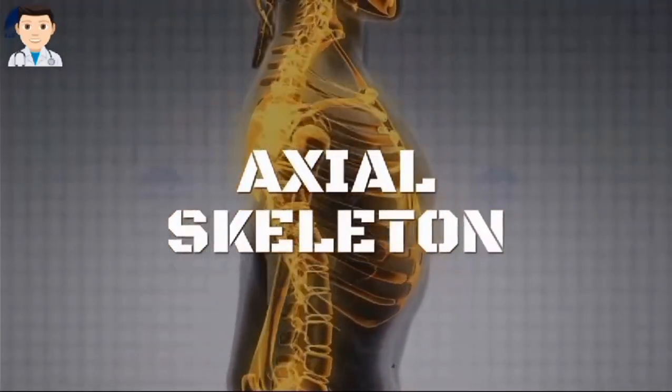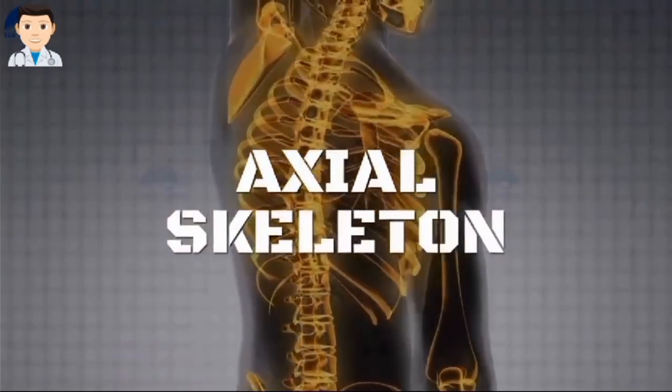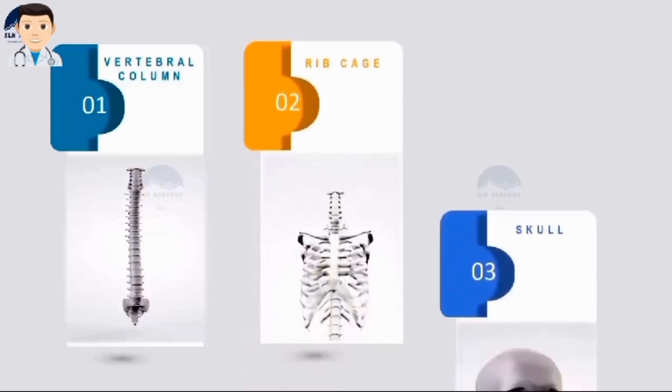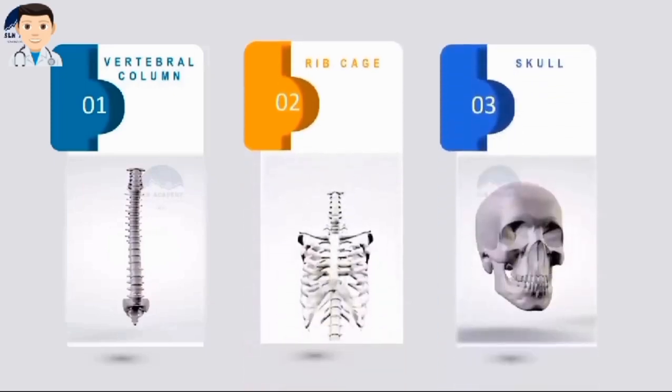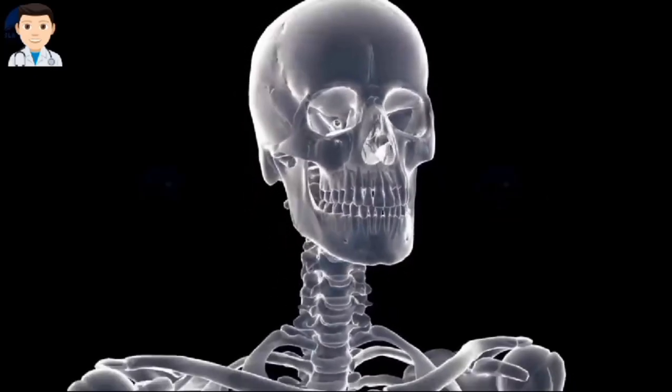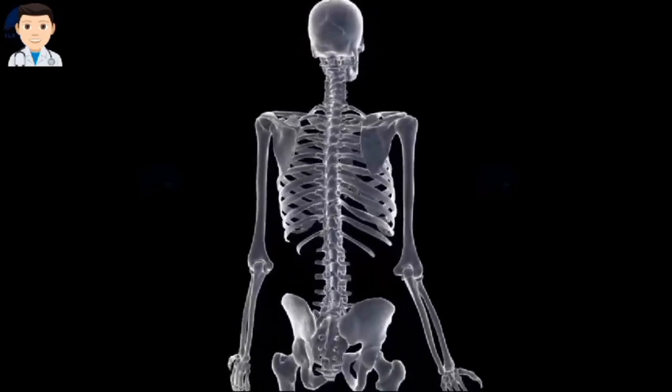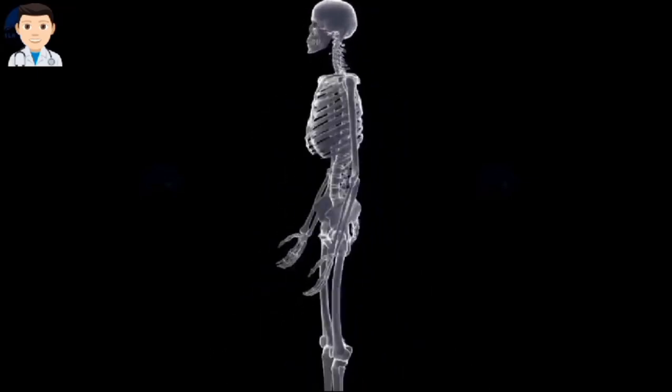Axial skeleton. The axial skeleton is formed by the vertebral column, rib cage, skull, and other associated bones. The axial skeleton has around 80 bones in total, distributed along the main axis of the body.